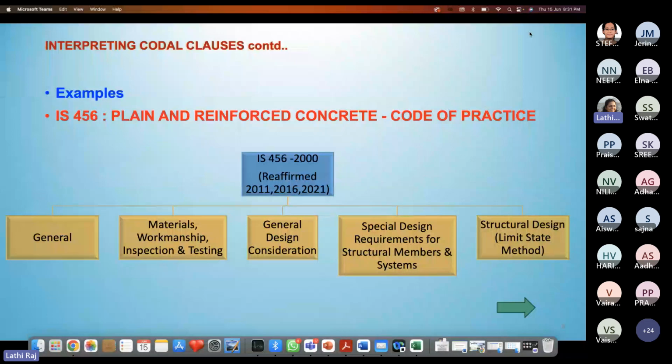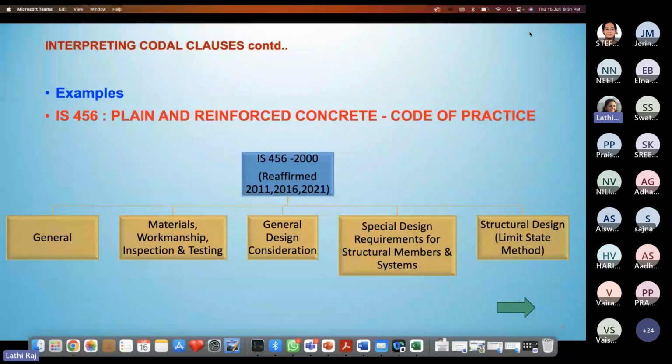It is reaffirmed in 2011, 2016, and in 2021 also. Okay, there are some amendments. That is why you should use the 2021 reaffirmed code only. IS 456:2000 will have these editions, but you should refer to the edition which is 2021 reaffirmed.